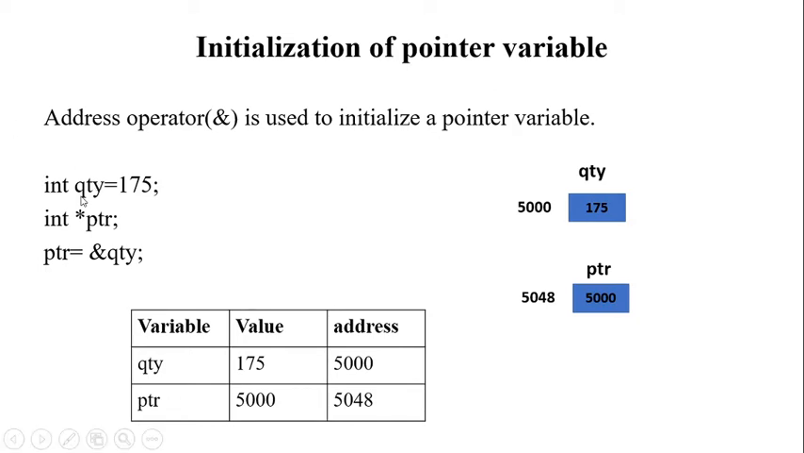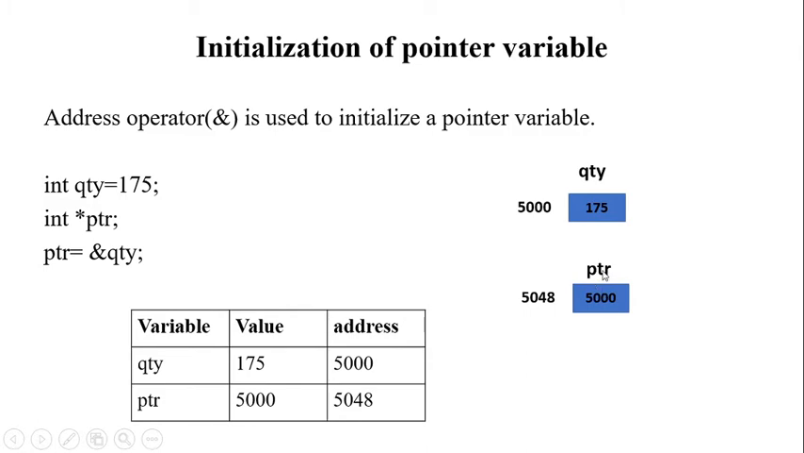Let us see an example for that. Int qty is equal to 175. Then the memory will be allocated for this qty variable, the memory address is 5000 and the data stored in this memory variable is 175. Then int star ptr. The memory will be allocated for this ptr variable and the address is 5048. In the next line, ptr is equal to ampersand qty. Then the address of the variable qty, that is 5000, will be assigned to this ptr variable. So this pointer variable contains the address of qty, that is 5000.